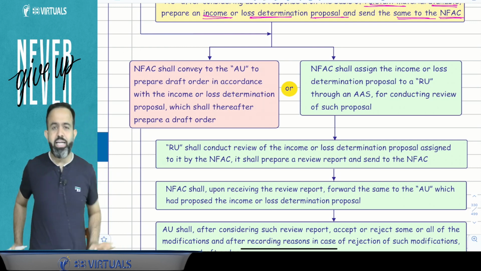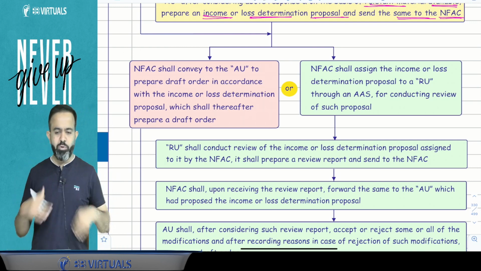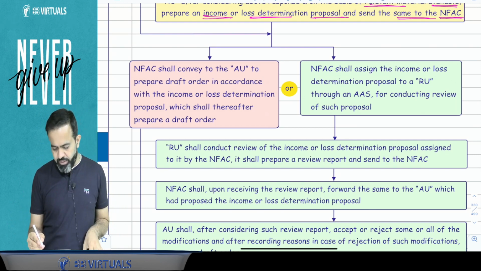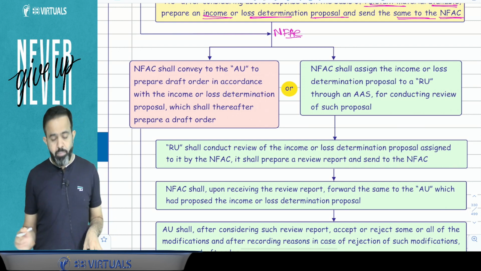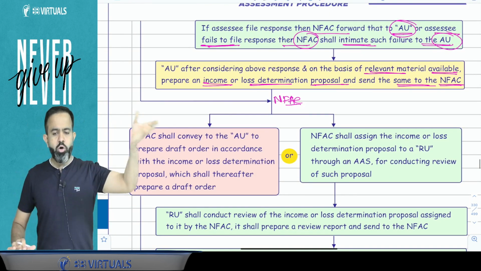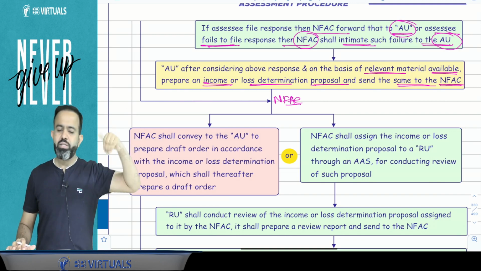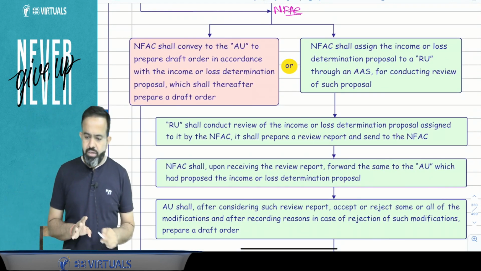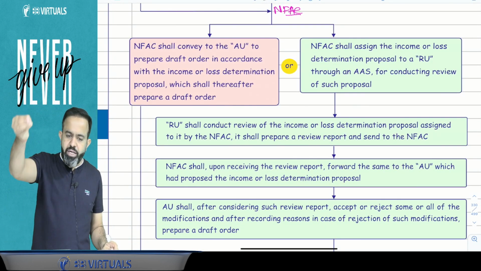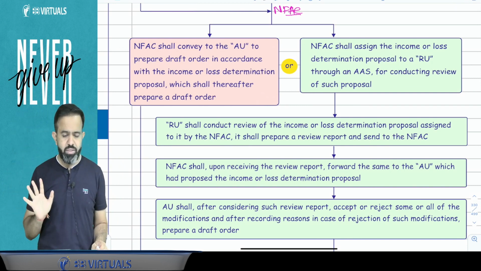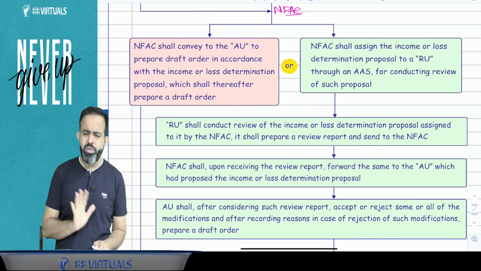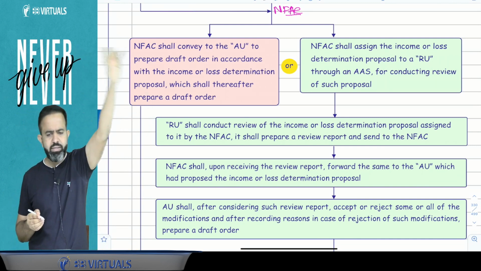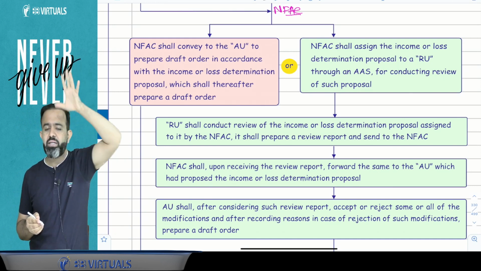Now what will they do with that proposal? There may be two possibilities. Suppose NFAC has one proposal for the determination of income or loss, and there may or may not be a variation in that. If NFAC feels that it should be sent to a review unit, then they will send it to the review unit. But suppose they think there is no need to send it to the review unit, then they will ask the assessment unit to prepare the draft order directly.